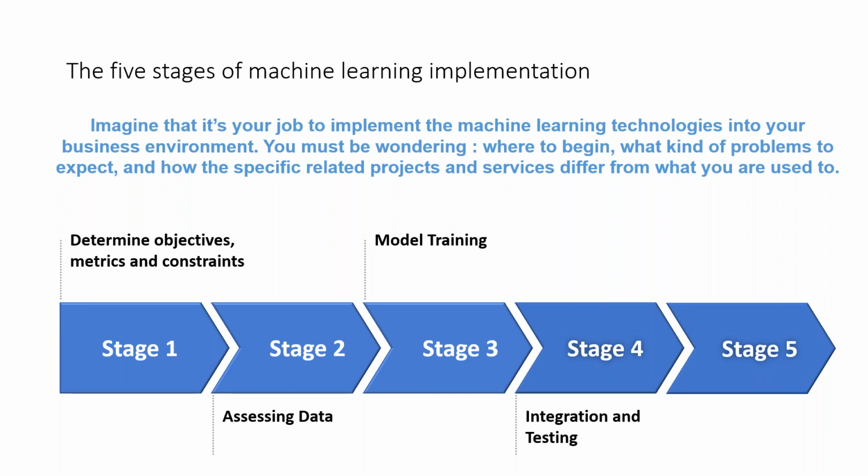Now what is stage 4? Stage 4 is: okay, I built a model, I evaluated its performance, it's working very well. Now let me take that model code and put it into the software in which I want to use this model. That is called integration and testing. Again, this is a well-known software engineering step we understand as traditional software development people. So that we have to do.